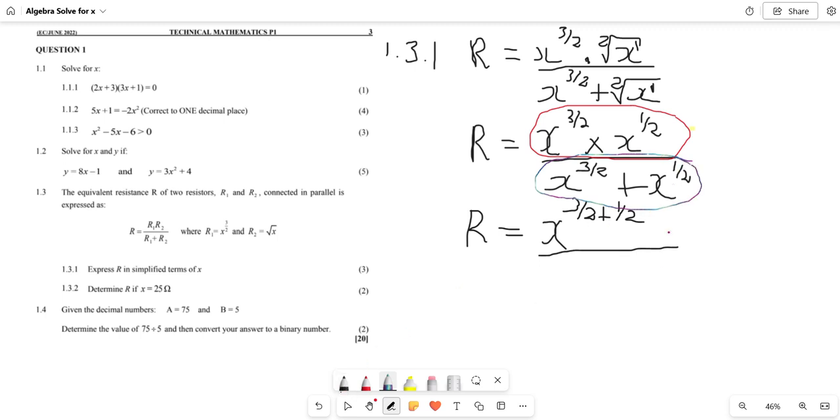Then what needs to happen here? Since there is an addition between the two bases, the only thing that is going to help us here to simplify is by usage of factorization. Now here, we have x to the power of 3 over 2 plus x to the power of 1 over 2. We must take an x as our factor outside, because it's factorization of taking out what is common in this case.